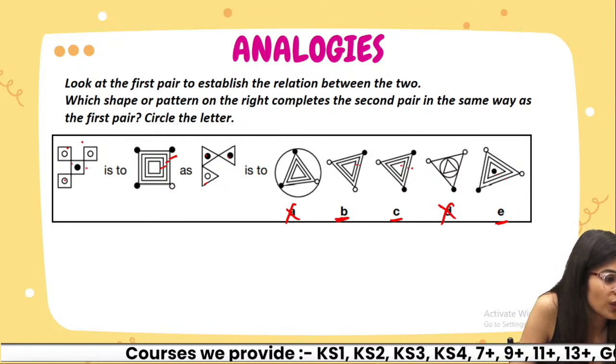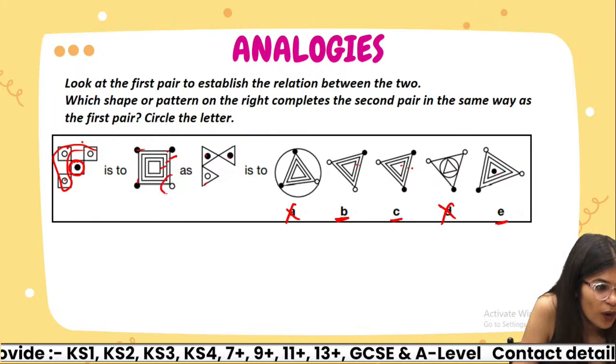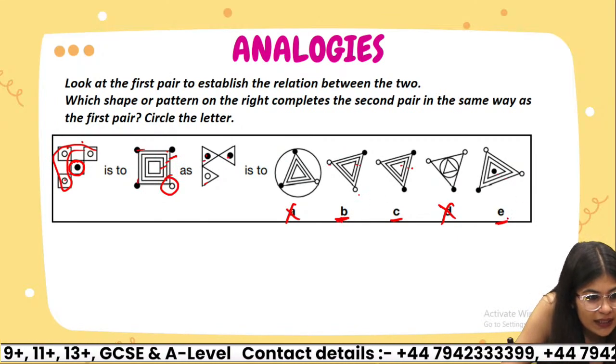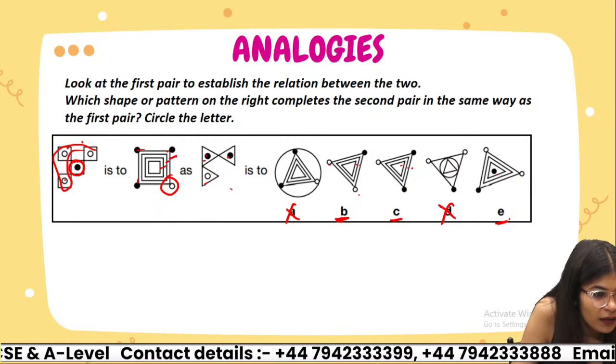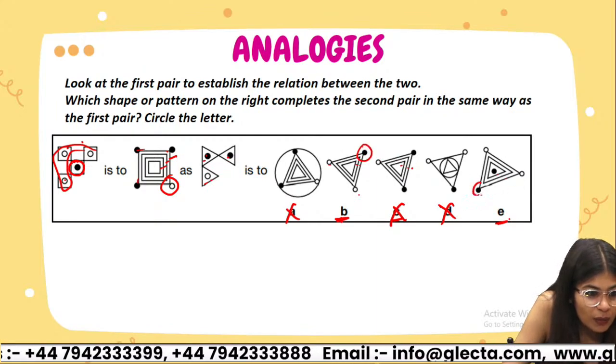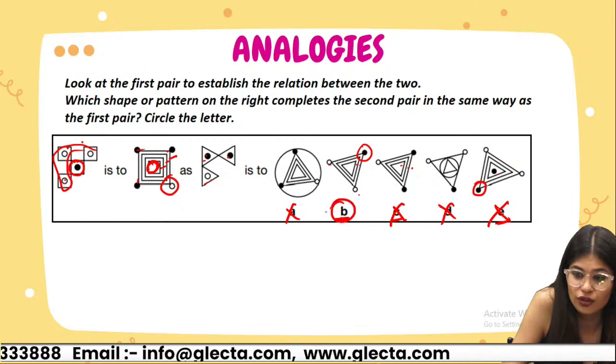Now moving on to 1 black turned into 3. 3 white turned into 1. 2 black should be 2 white. So 2 white can be B, can be E. Okay, so C can go out. 1 white turns into 1 black, 1 black, 1 black. But this figure does not have anything in the middle, so E goes. It should be B.